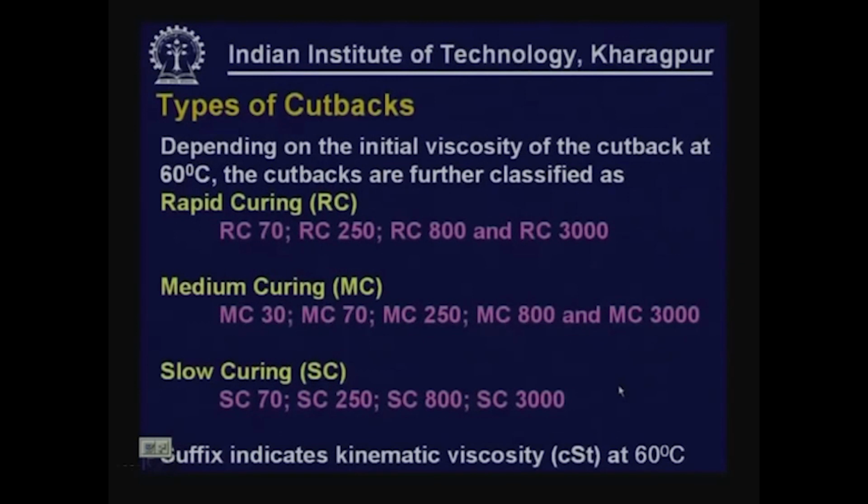Also, depending on the initial viscosity of the cutback at 60 degree centigrade, the cutbacks are further classified. For example, RC 70, RC 250, RC 800, RC 3000 and so on, where RC is obviously rapid curing. Similarly, for slow curing, SC 70, SC 250, SC 800 and so on. The suffix number indicates the kinematic viscosity of the cutback at 60 degree centigrade.